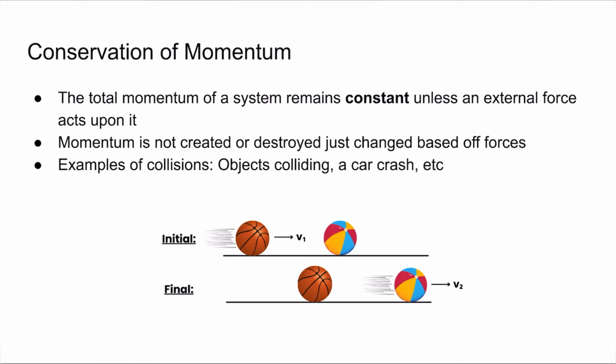The law of conservation of momentum states that the total momentum of a system remains constant unless an external force acts upon it. So momentum is not created or destroyed, but just changed based off of forces. Examples of collisions are basically when objects collide with each other. For example, if there's a car crash, the total momentum of the cars before the crash will be equal to the total momentum of the cars after the crash.